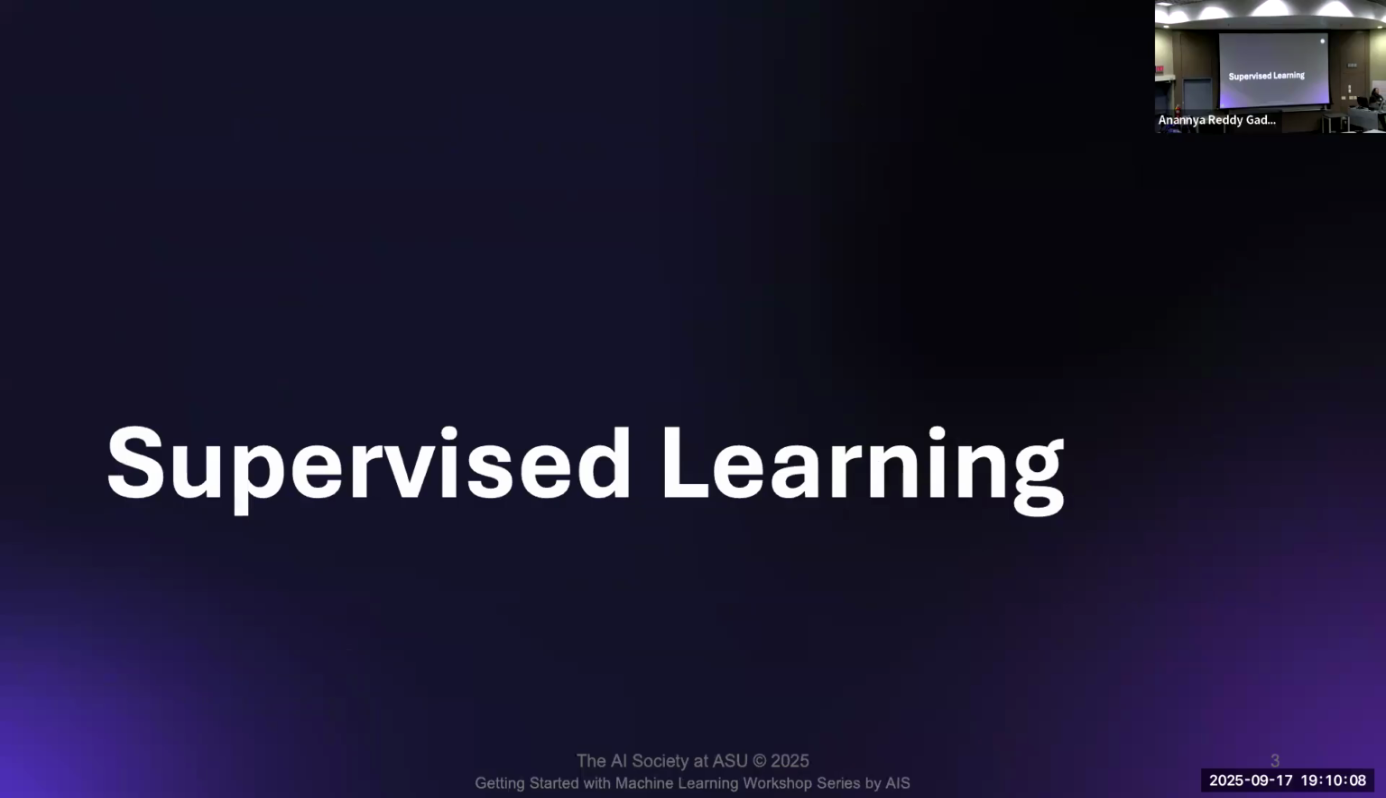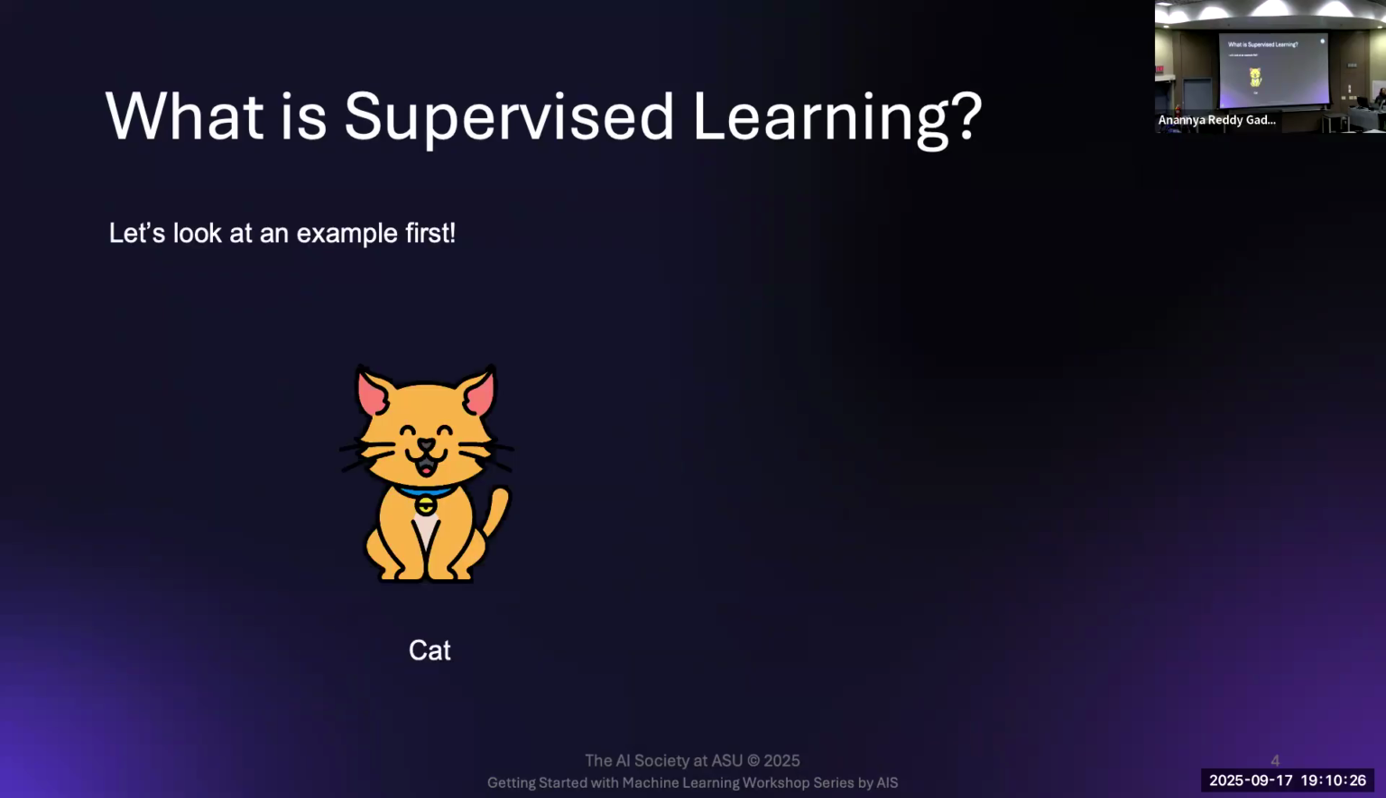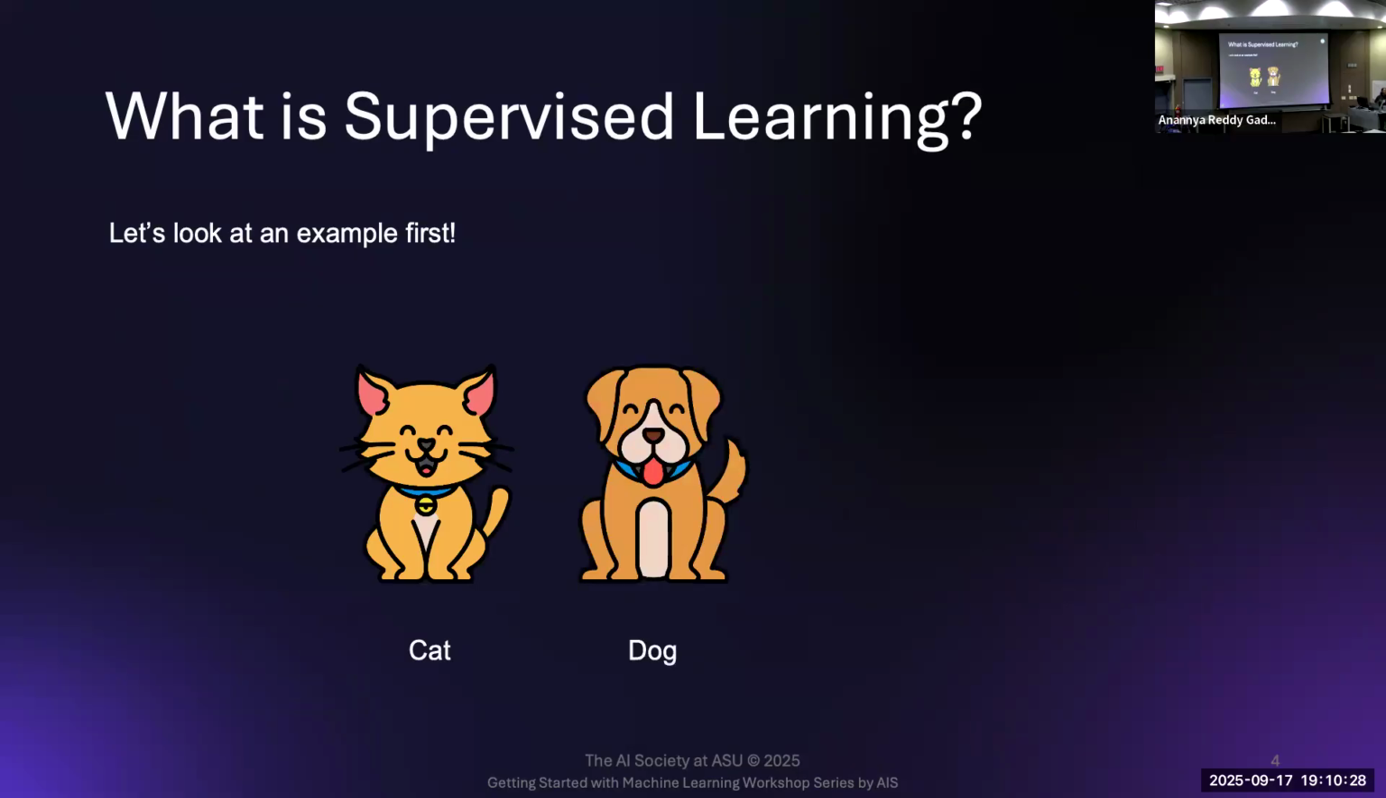Let's get started with supervised learning. So, what is supervised learning? I'll give you an example first, and I will let you know the definition later. So, let's just understand it visually first. So, we have a cat and we have a dog. So on the internet we have loads of pictures of cats and dogs, and on Pinterest also we'll find n number of pictures of these cute pet animals.